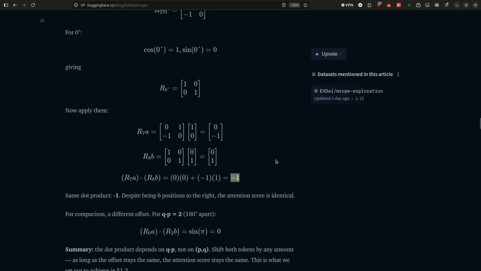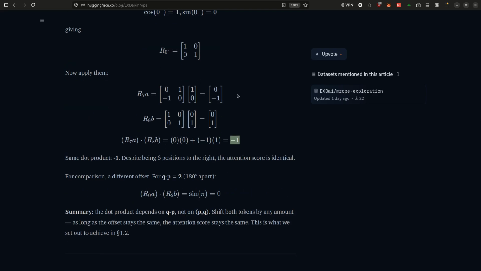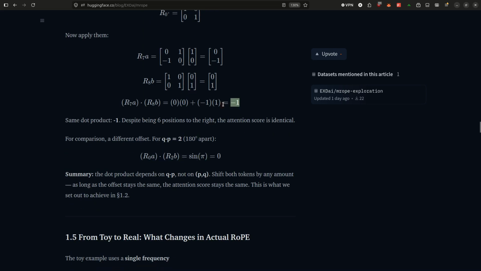I encourage you guys to actually open up the article, I'll link it below, and just go through it step by step with a piece of paper and see that it checks out. But the idea is basically, you see now that the dot product does not depend on the position. It only depends on the relative position, on Q minus P. You will always get the same answer. And just for comparison, for a different offset, if Q minus P is equal to 2, then you always get 0 as the answer.